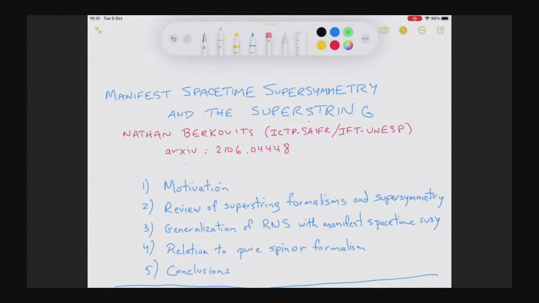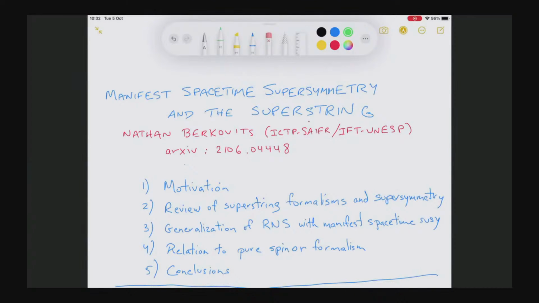I'm going to be talking about a paper I wrote a few months ago called Manifest Spacetime Supersymmetry and the Superstring. So there are various motivations. The main motivation is to try to really understand the relation between what's called the RNS formalism for the superstring and the pure spinor formalism.